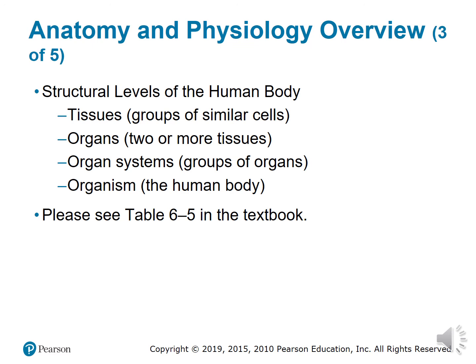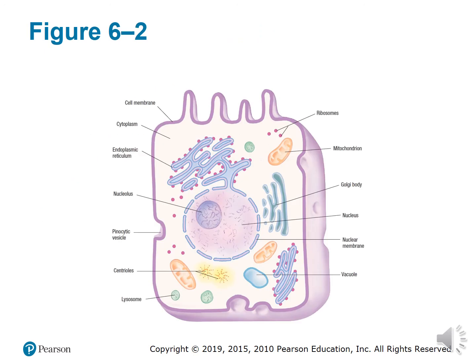Check out table 6.5 in the book. It describes the components of the human cell. Here's what the human cell looks like. You see your cell membrane, which is on the outside. You have your cytoplasm, which is the pink substance on the inside. Your endoplasmic reticulum is the lines inside here. And your nucleus, as we know, is the base of every cell. It's the brains of the whole operation.